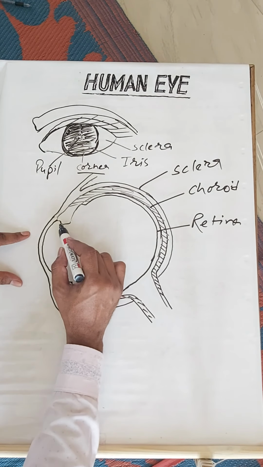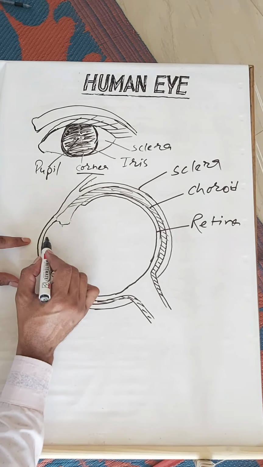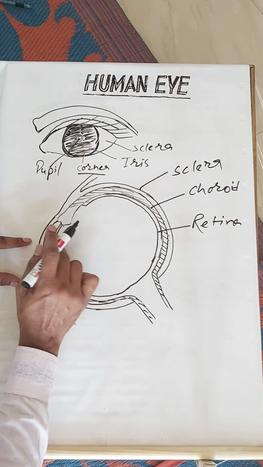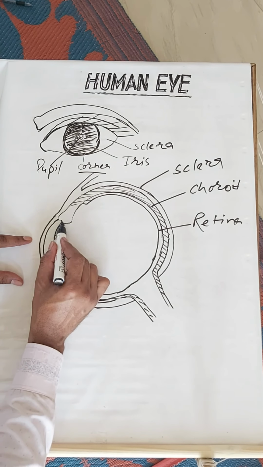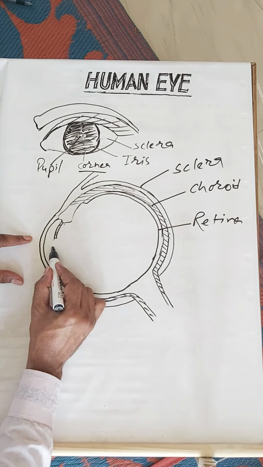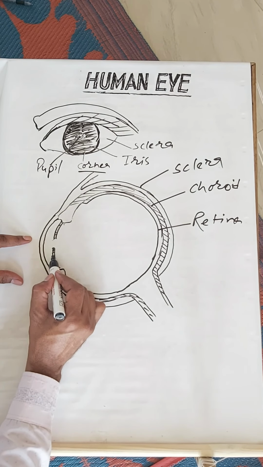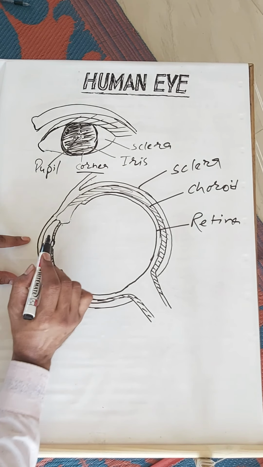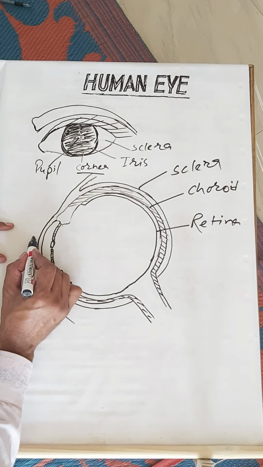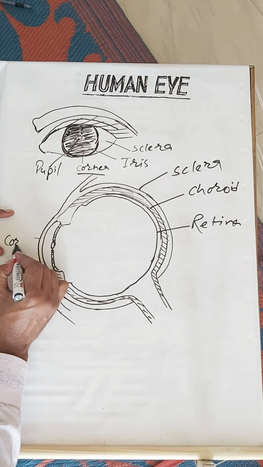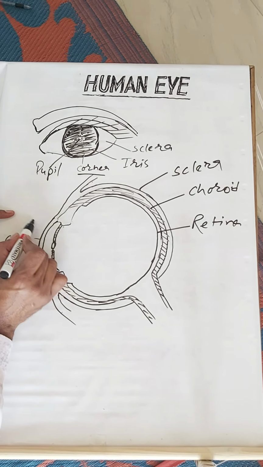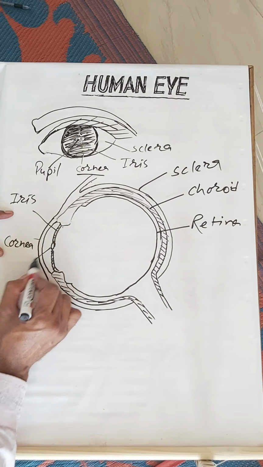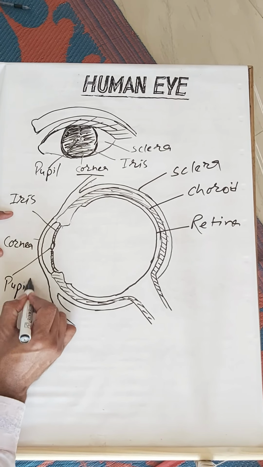Okay, now inside the cornea, the another layer, this is colorful part. Which one is this? This is iris. Okay, and at the middle of iris there is small spot. This is pupil. So first we label it cornea. Okay, this is iris and middle part is pupil.